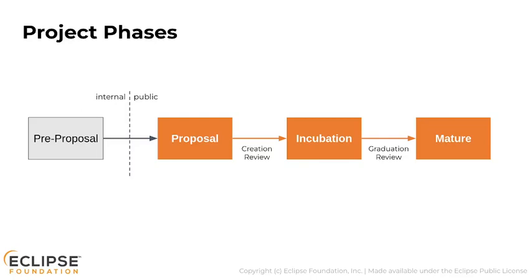Eclipse open source projects move through various phases. All Eclipse open source projects start in the pre-proposal phase. During this phase, the project team assembles a proposal that describes the various aspects of the future open source project. During the pre-proposal phase, the project proposal is kept confidential while the project team assembles information and coordinates with the EMO. A project proposal is only made publicly available for community review when the project team is ready.